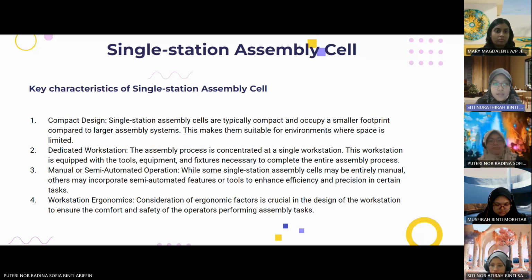The second is dedicated workstations. The assembly process is concentrated at a single workstation. This workstation is equipped with tools, equipment, and fixtures necessary to complete the entire assembly process.